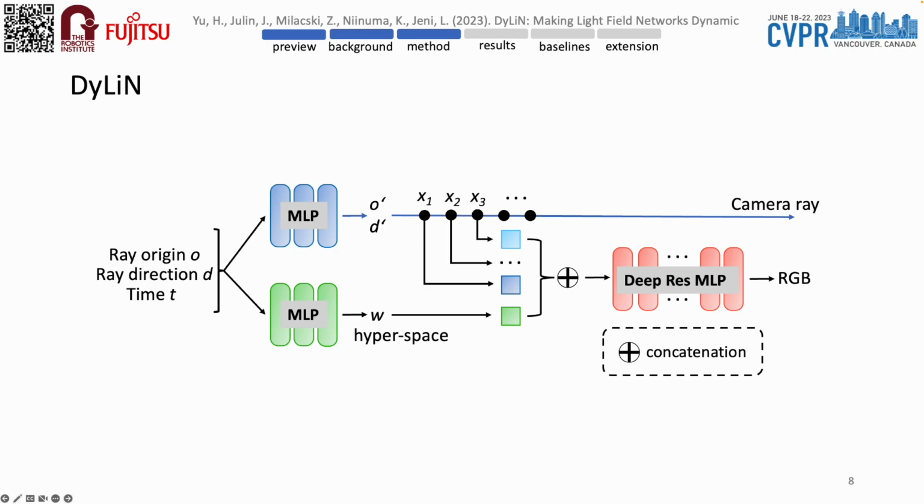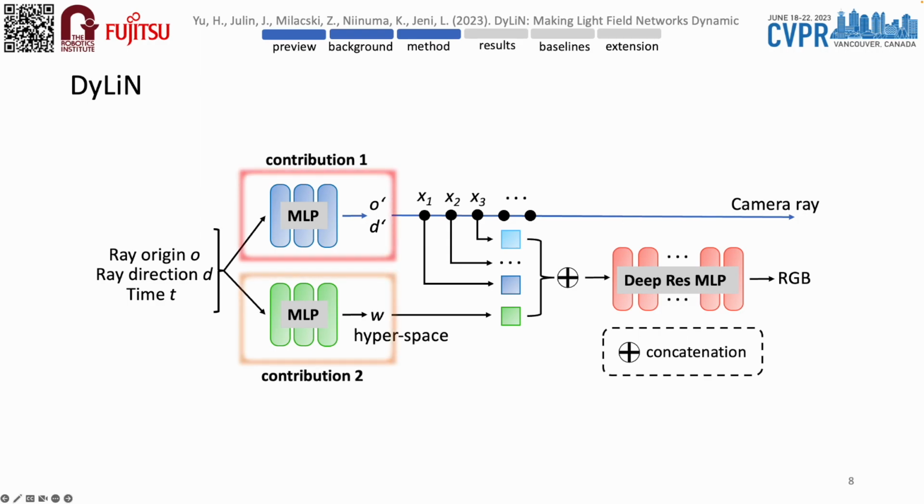The concatenation is then passed to regress the RGB color of the ray at time t directly using the red MLP. To obtain this architecture, we directly extended the R2L light field network architecture to represent dynamic scenes. Specifically, we added two MLPs. The first to offset the ray, and the second to learn a hyperspace for the ray given a camera ray at time t.